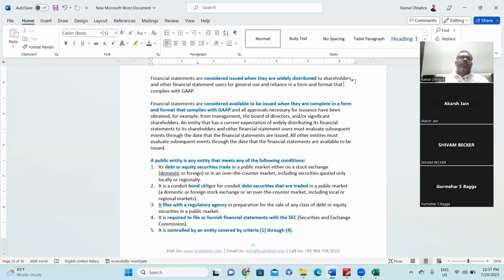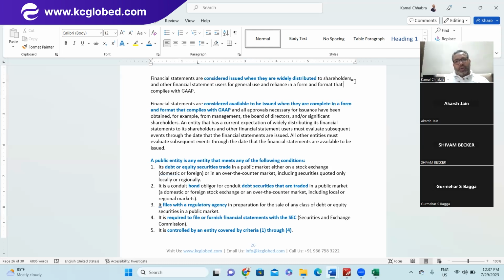All other entities must evaluate subsequent events up to the date that the financial statements are available to be issued. So here are two things. One is a listed company. Second is a non-listed company. For the listed company, you need to make sure that till the time the financial statements are available to the stakeholders, right? Till that time, you need to look at subsequent events.